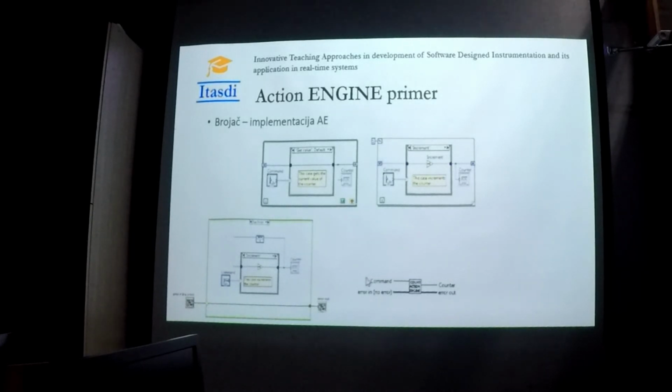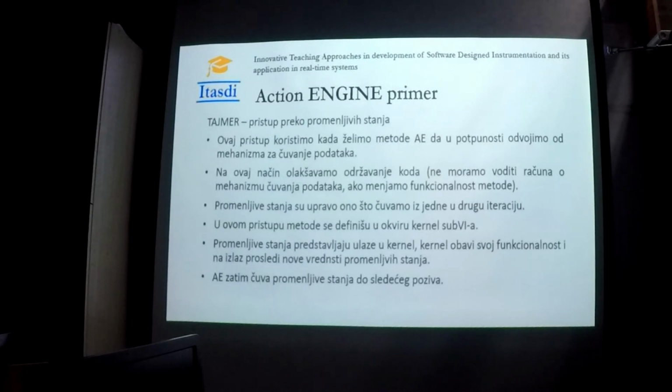and that sub VI, when it is used in some other VI, would look like this. So these would be the inputs, and this would be the output. The command, and the current value of the counter. These are the main ones, and these two take care of error handling. And we will show here one more example.